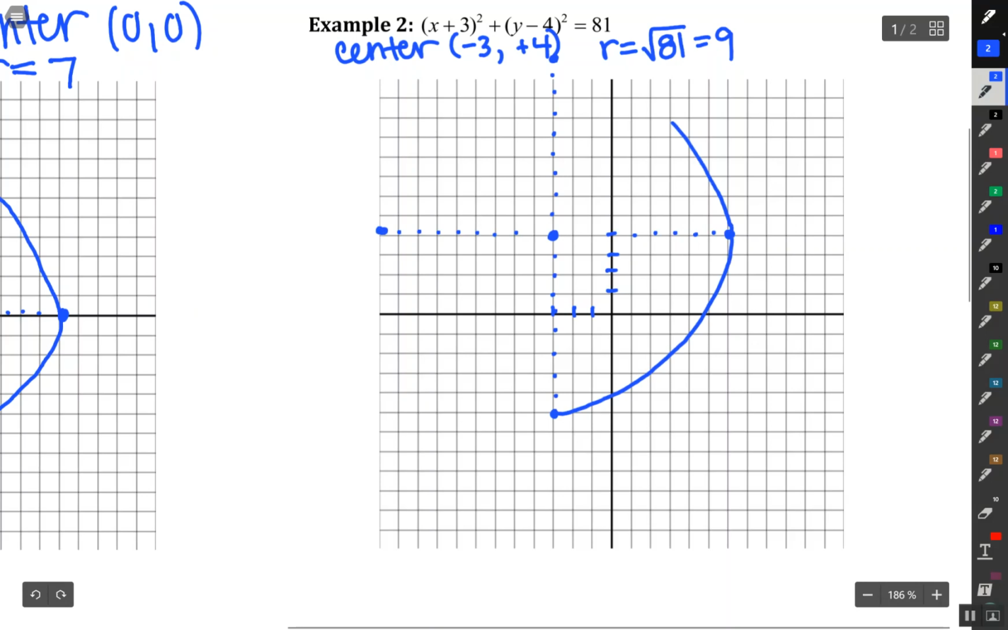Make your curve to the best of your ability. On Math Excel, I believe you'll be using a circle tool.